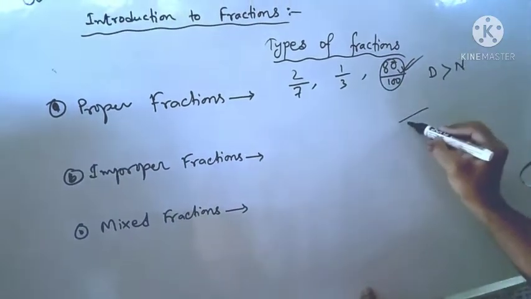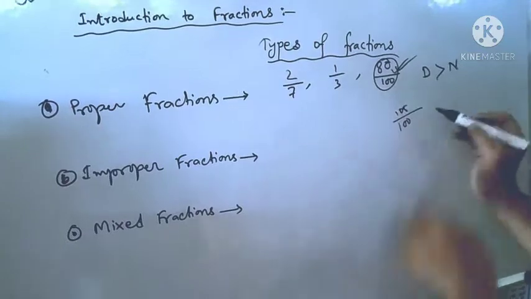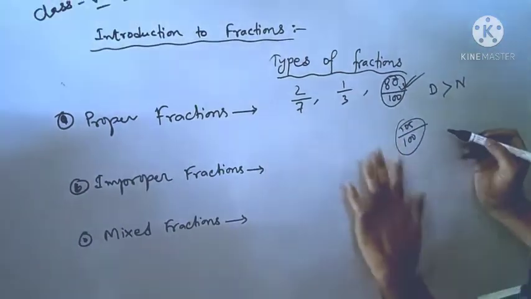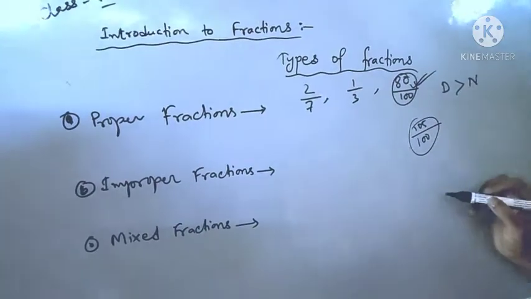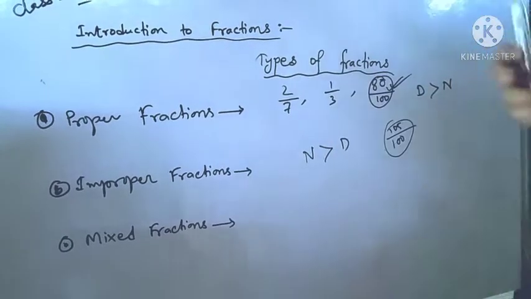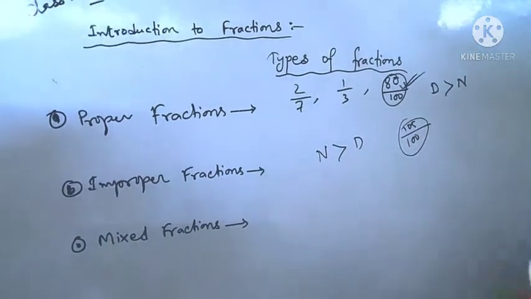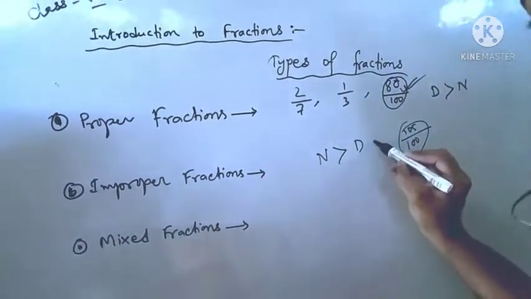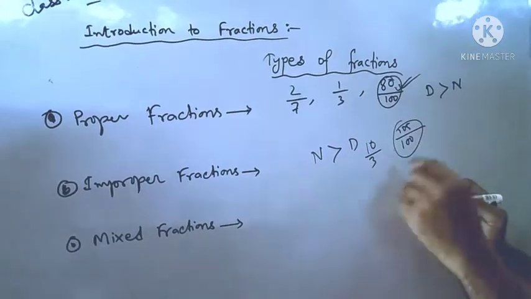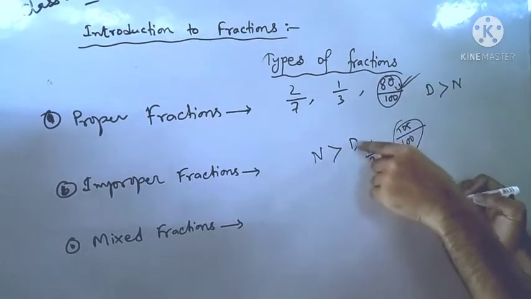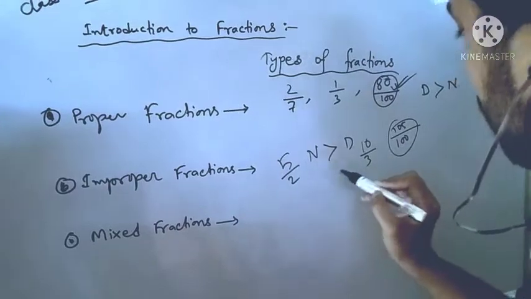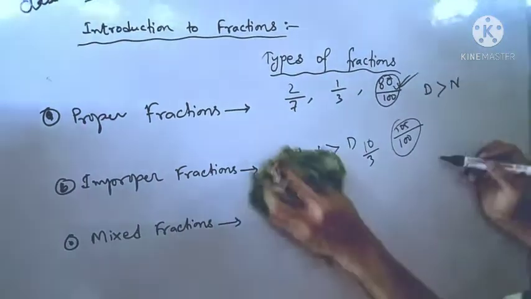You can't get 105 out of 100. So this is an improper fraction, not a proper fraction. When the numerator is greater than the denominator, these fractions are called improper fractions. 10 by 3 is improper because the numerator is greater than the denominator. Okay, 5 by 2, all of these are improper.